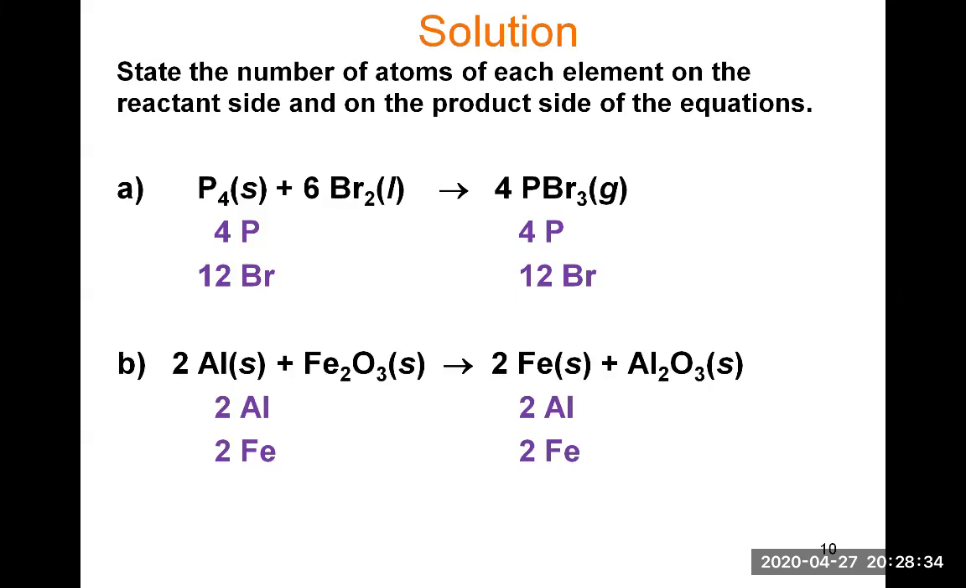Oxygen: on the left, we have 1 molecule of Fe2O3 that contains 3 oxygen, so that's 1 times 3 oxygens on the left. On the right, same thing, but with Al2O3. We have 1 molecule that contains 3 oxygens, so it's 3 oxygens on the right. Because we have the same number of aluminum, iron, and oxygen on both sides of the equation, this is also a balanced equation.